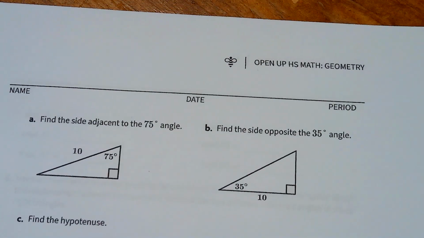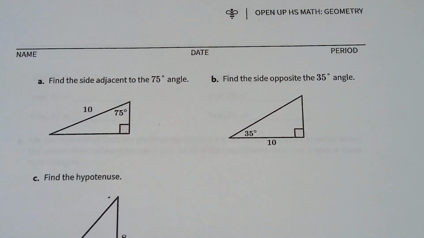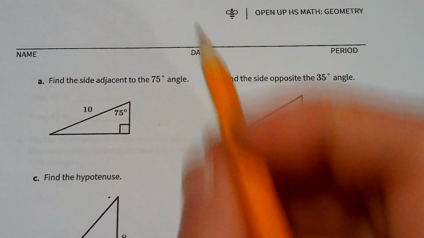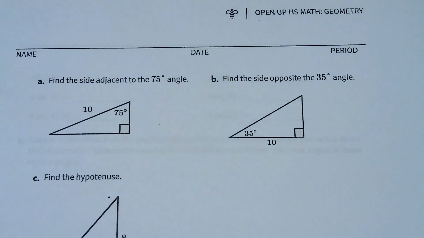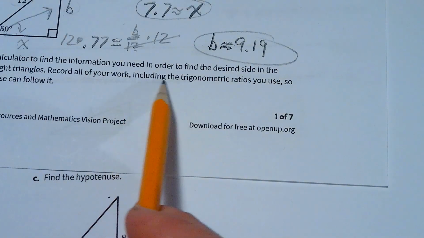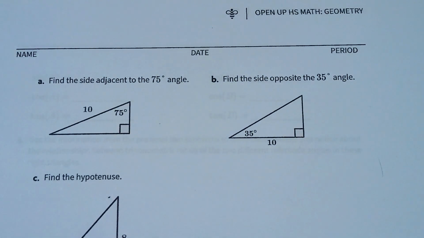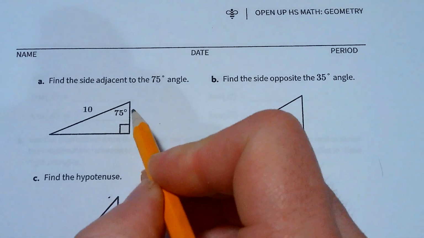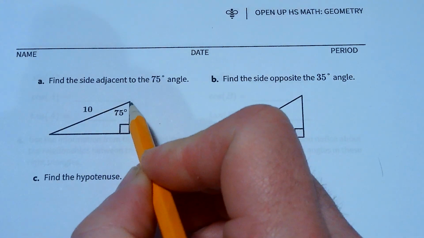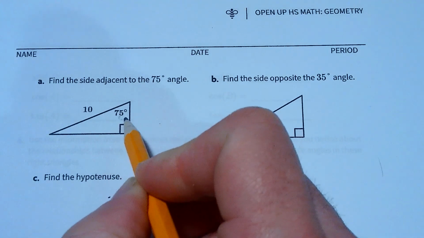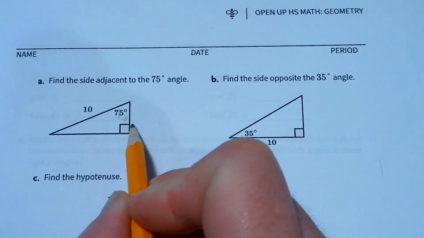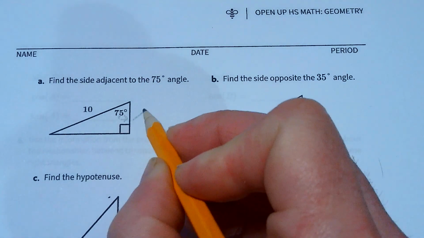Next page. Okay. Record all of your work so someone else can follow it. So they want us to find this adjacent side right here. Let's call it A.